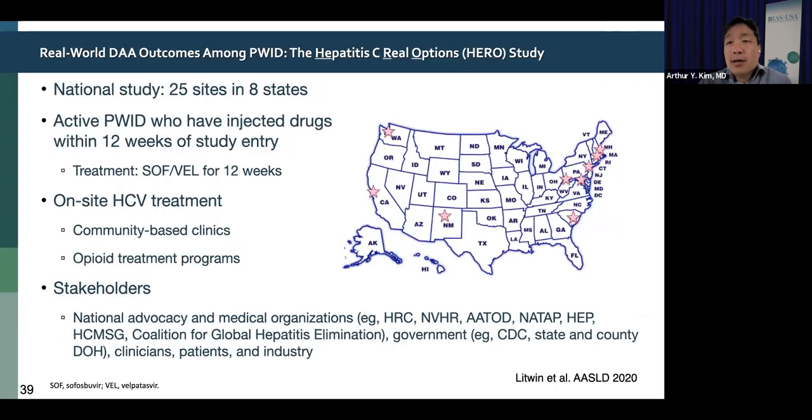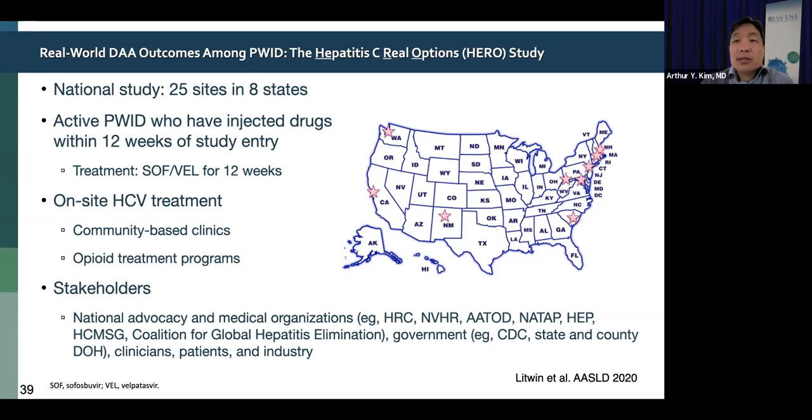So one issue has been that many of the studies looking at hepatitis C treatment in people who inject drugs were performed outside of the United States. Thinking through how to address this, there is this study, which in full disclosure, I am one of the site PIs. This is a national study looking at 8 different states and some sub-sites within each of these 8 locations.